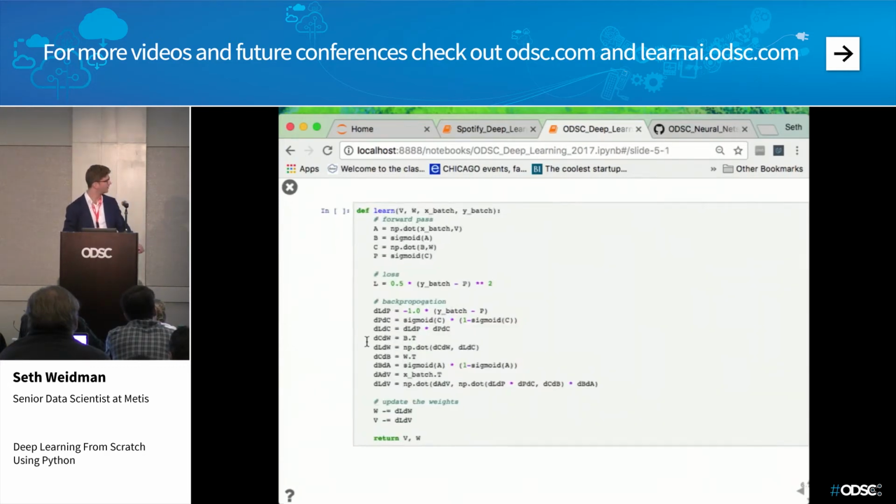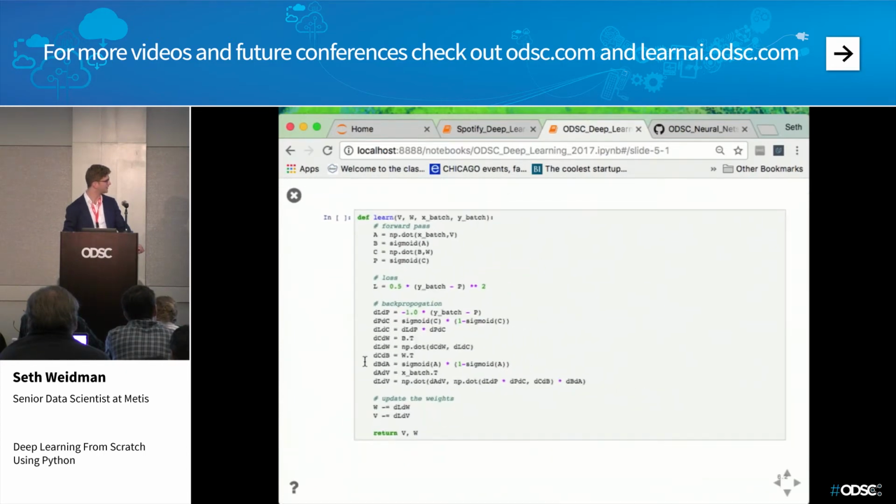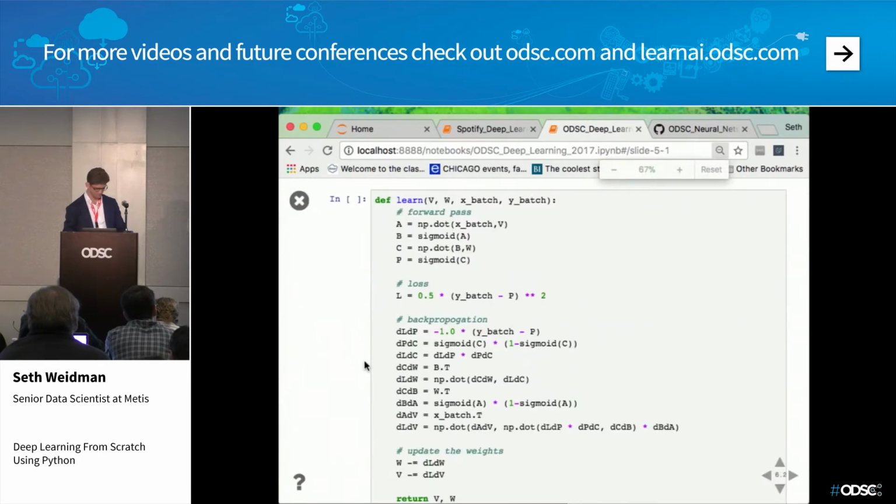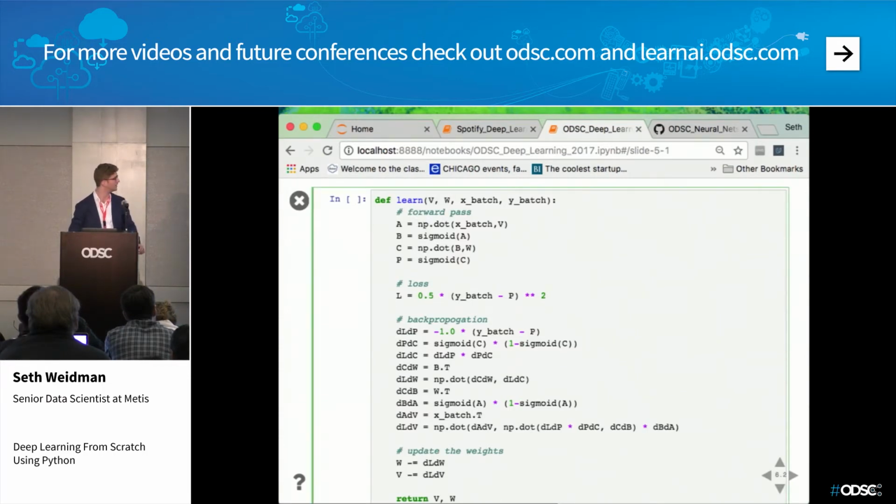All right, now this is basically a neural net. We're going to use this exact same function to learn MNIST in a second, but this is the forward pass. This is computing the loss, and this is backpropagating that loss through the net like we just did. And this is updating the weights. And that's the most concise way I know of to actually write a neural net.